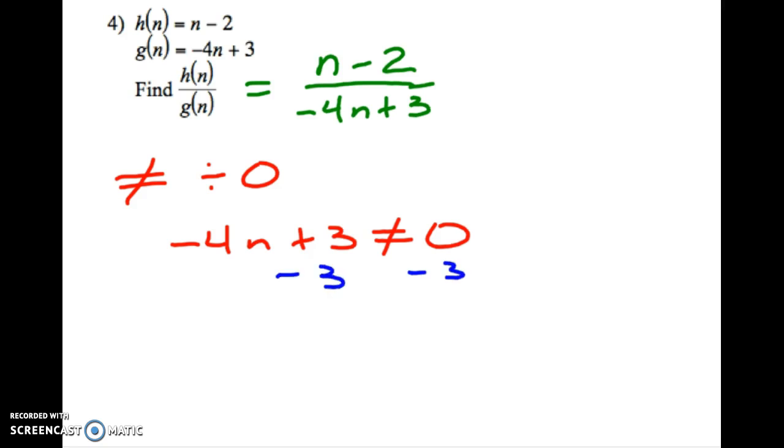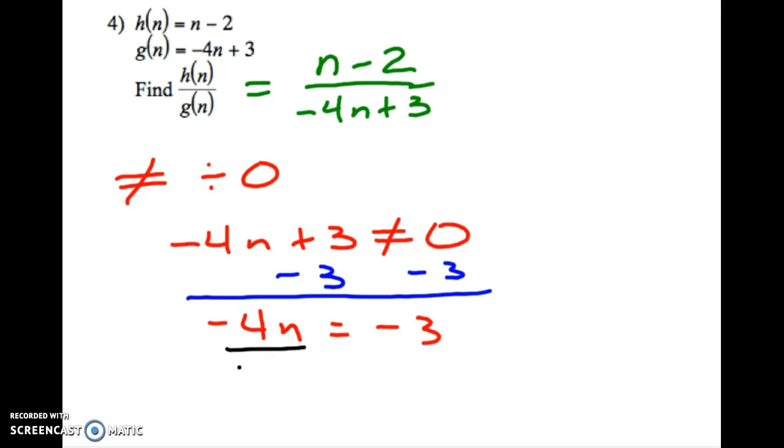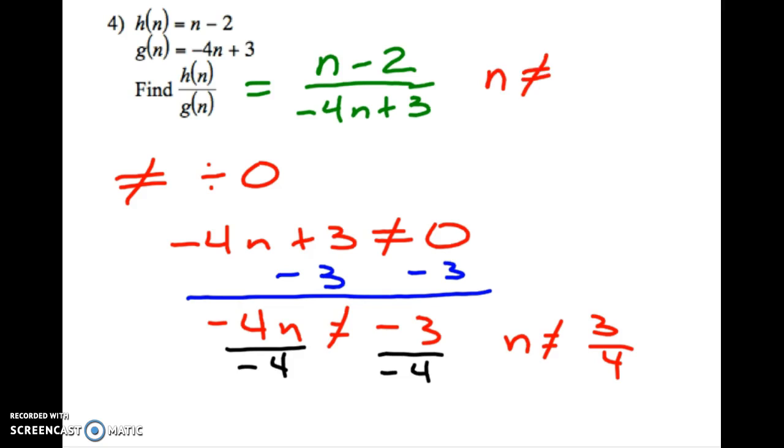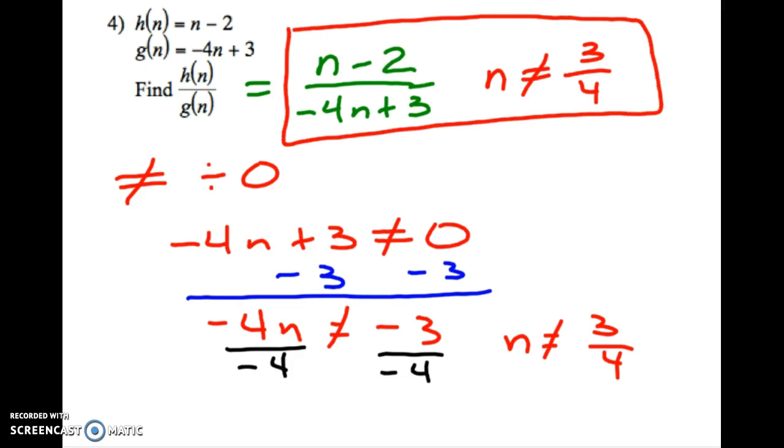So if we subtract the 3, that'll give us minus 4n equals negative 3. If we divide by the negative 4, we'll get n equals 3/4, or actually not equal to. So our restriction on this one is n cannot equal 3/4. And that would be the final answer for that one.